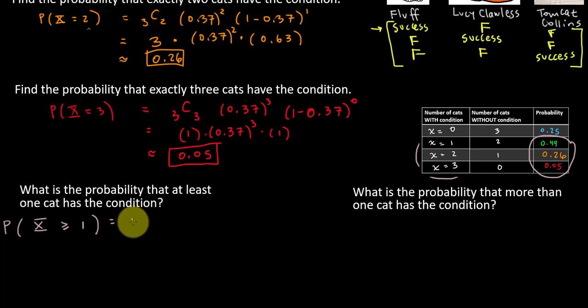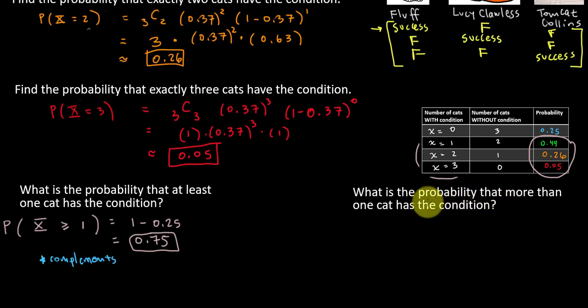So I think the easiest way to do that is 1 minus 0.25. Certainly you could have added up 0.44, 0.26, 0.05, but I think my way is a little slicker. So this is 3/4. And essentially what we just used there was a probability property of complements.